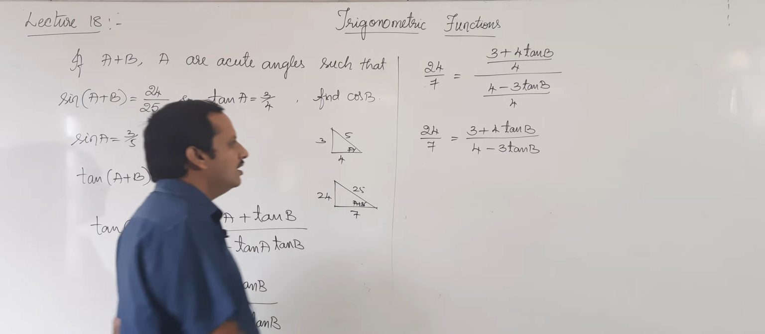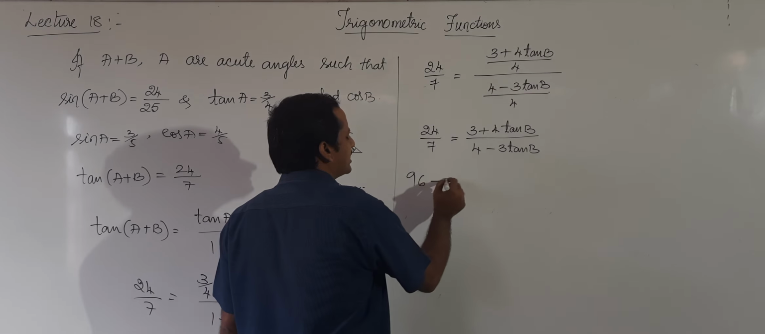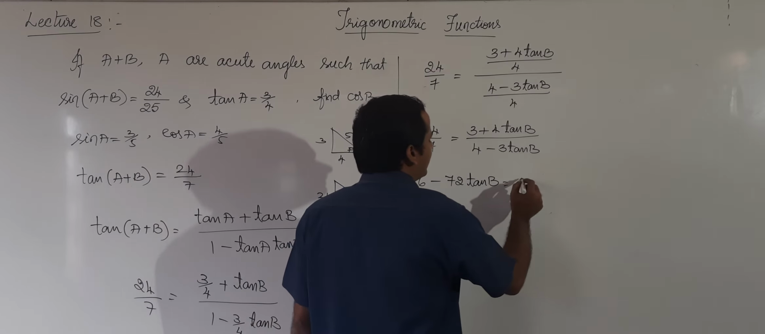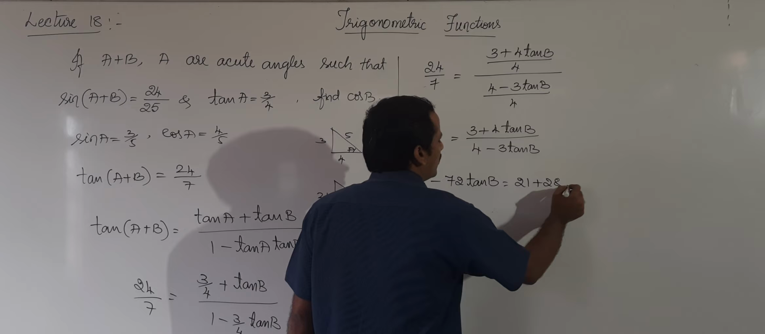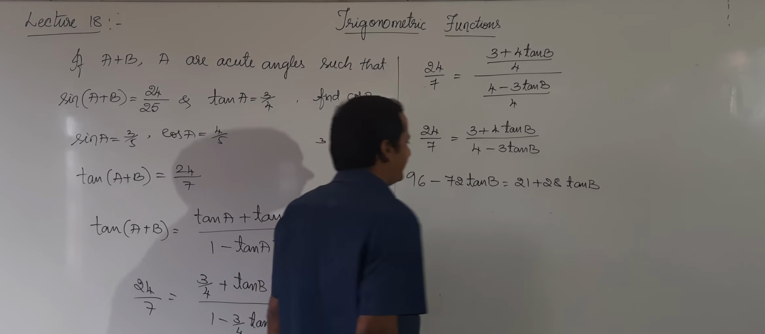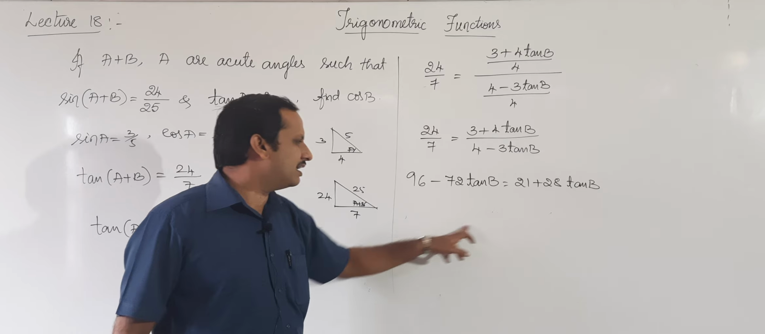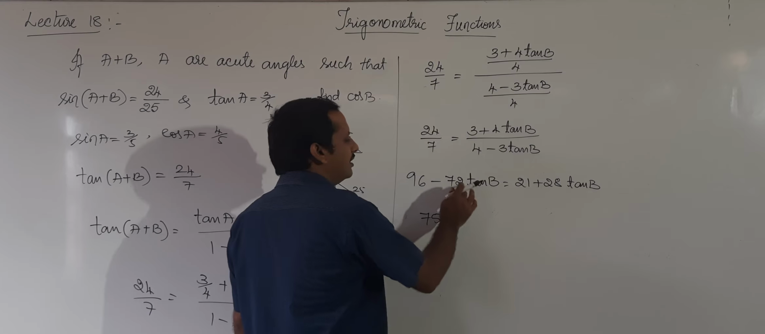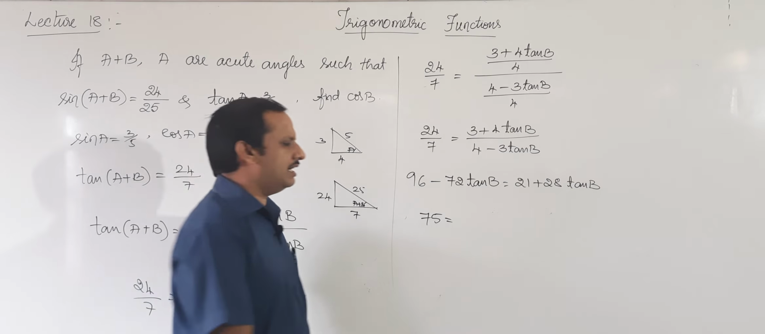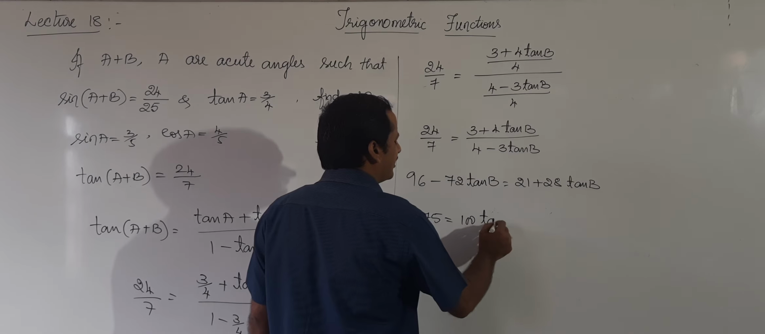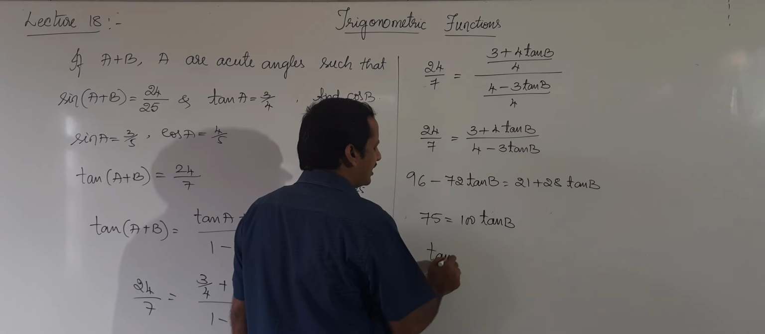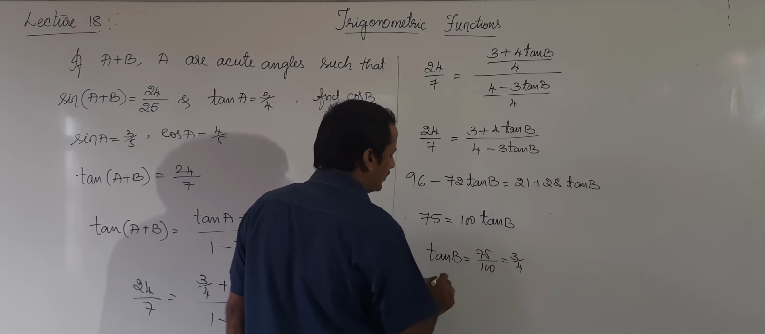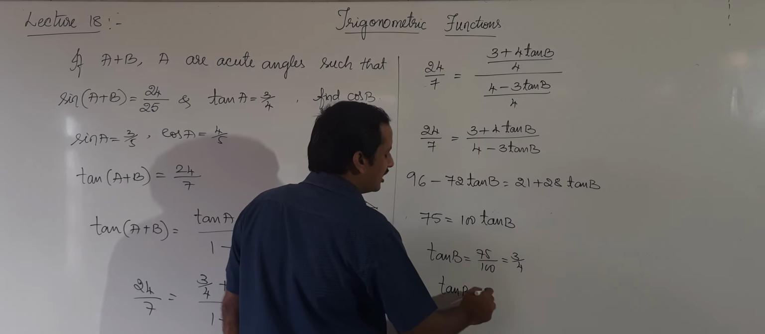Now cross multiply. 24 into 4, that is 96, minus 72 tan B is equal to this into this, 7 into 3, 21 plus 28 tan B. This 21 I will bring to LHS. 96 minus 21 will be equal to 75. Then 72 tan B plus 28 tan B, that is 100 tan B. From this I can write tan B is equal to 75 by 100, which is equal to 3 by 4. Tan B is equal to 3 by 4.